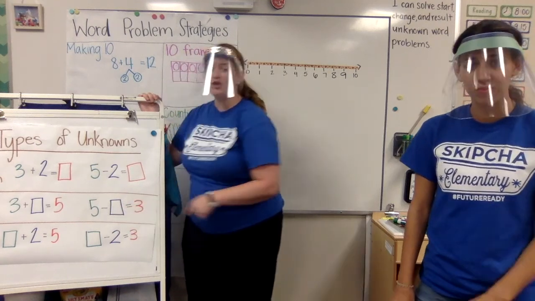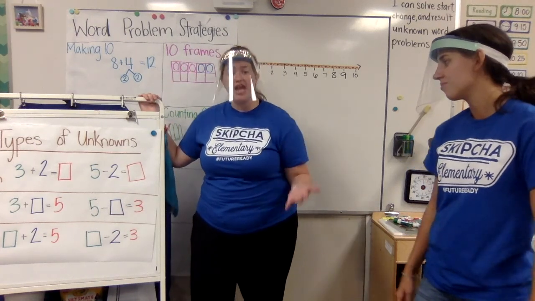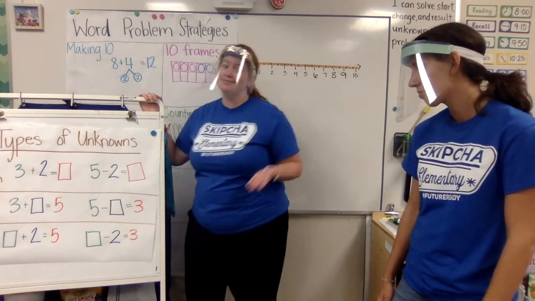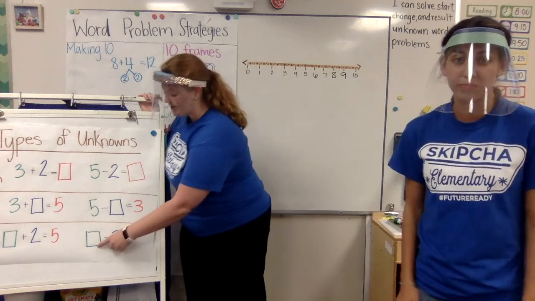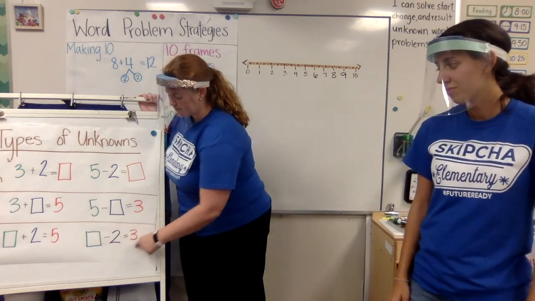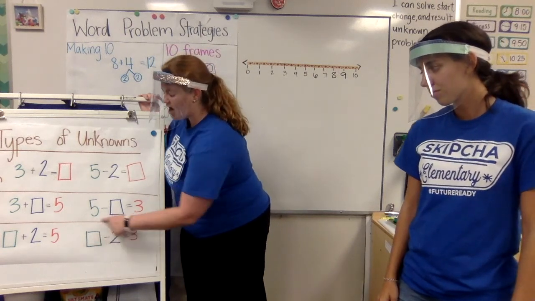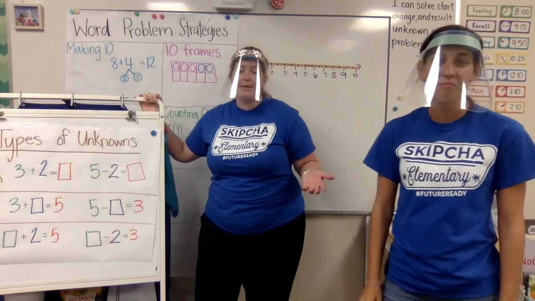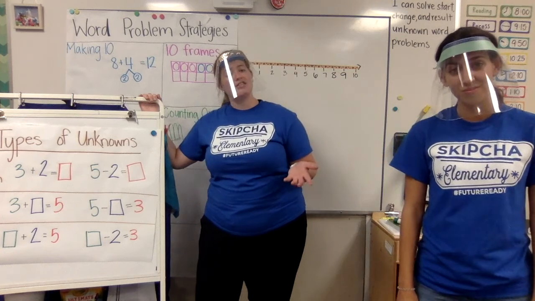This tells me I'm looking for how the problem changed. Or it could be Miss Lestico has some llamas. She loses 2. Now she has 5. How many did she start with? So that's just how I would set up my number sentence so I could solve it.